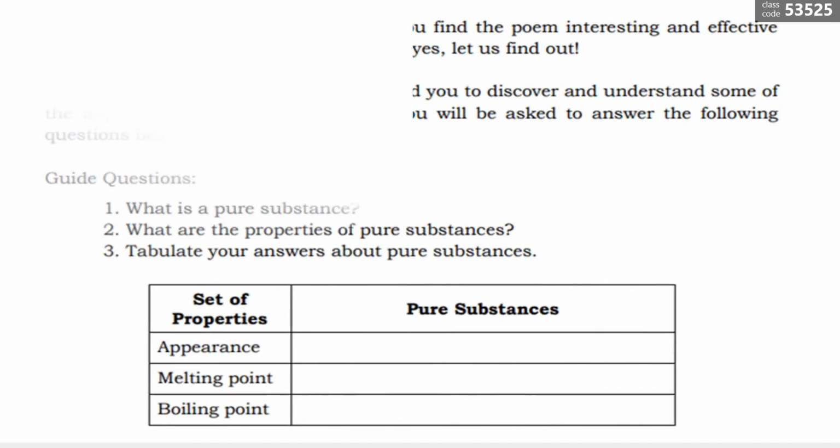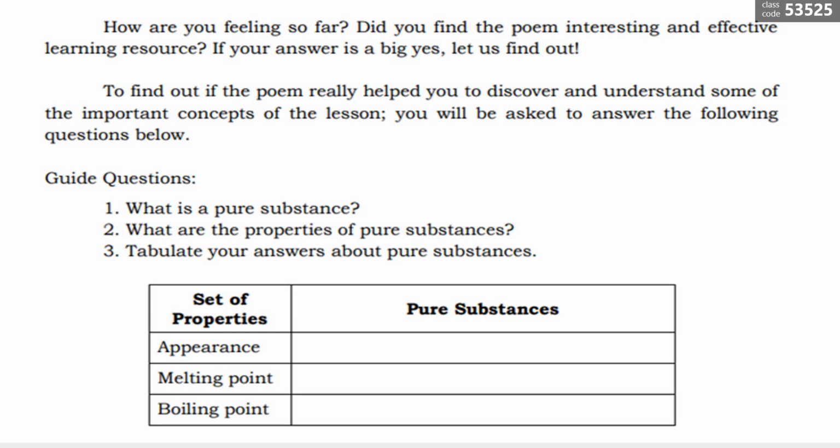Very nice poem. Okay, let's use that poem in answering the next activity. How are you feeling so far? Did you find the poem an interesting and effective learning resource? If your answer is a big yes, let us find out. To find out if the poem really helped you to discover and understand some of the important concepts of the lesson, you will be asked to answer the following questions below. Here are the guide questions.